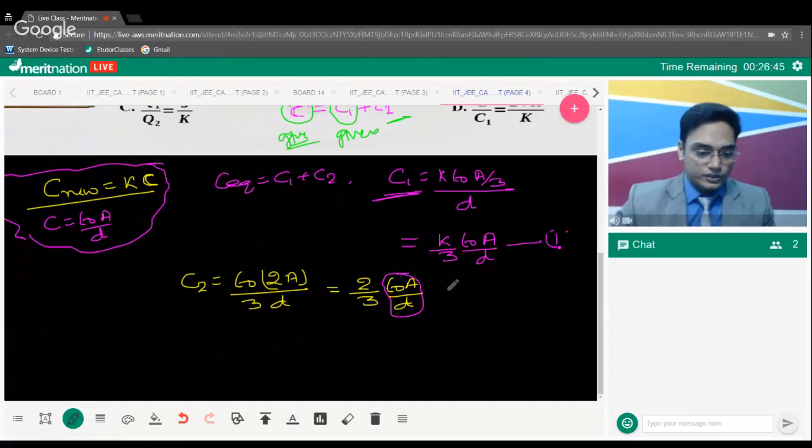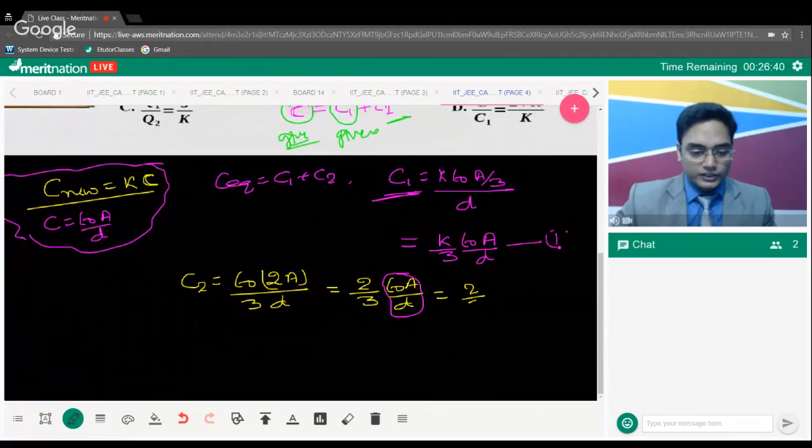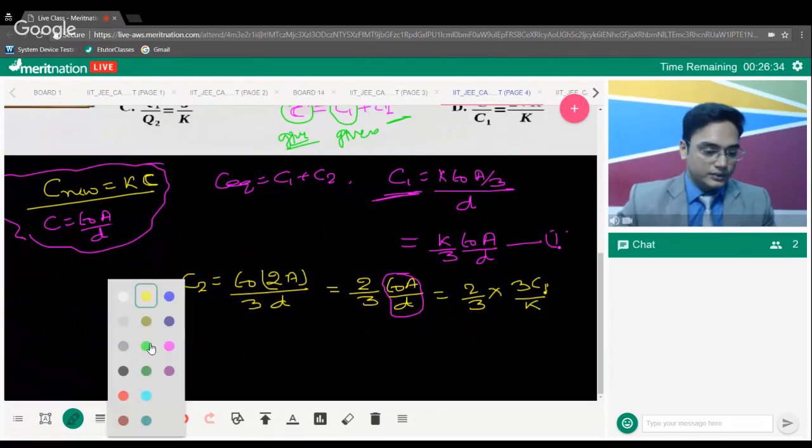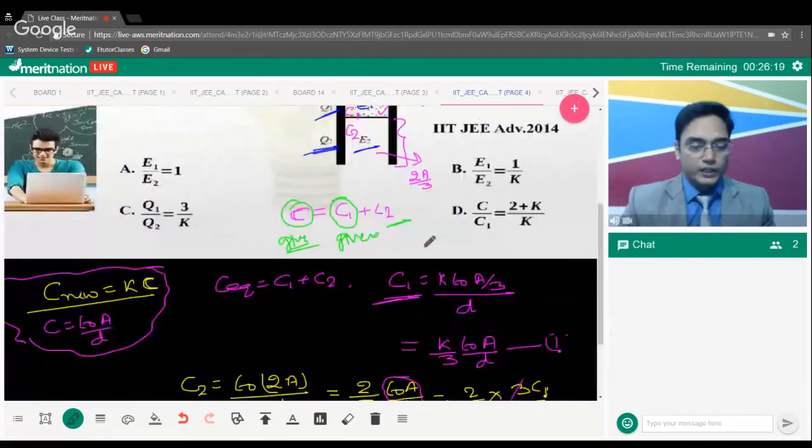So we can say this is equal to 2 by 3 into 3C1 by K. The 3 gets cancelled out. This is equal to 2C1 by K. So this is the value of C2. Right. Next, we have to check this relation, D option. D option is C by C1.